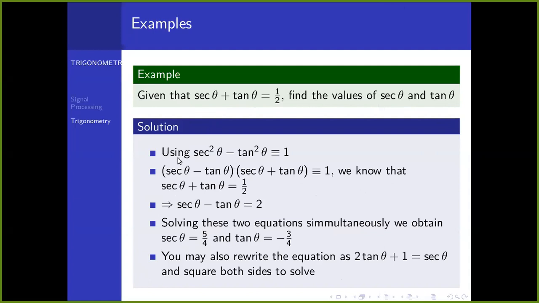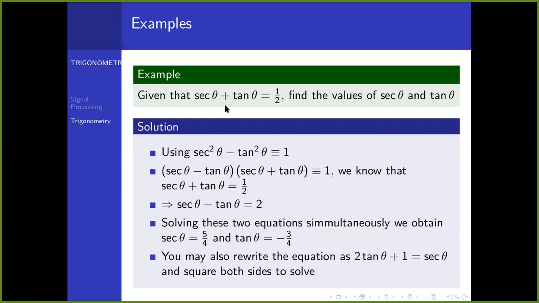So here we make use of this identity. We saw this identity earlier, which says that the secant squared of theta is equal to 1 plus the tan squared of theta, or you can write it as secant squared theta minus tan squared theta is identically equal to 1. Now you can think of it as a difference of two squares, then you factor it out like this, which would be equal to 1.